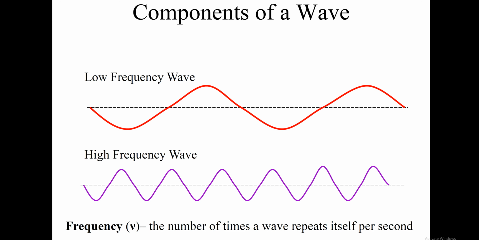Here we have two types of frequency wave: a low frequency wave and a high frequency wave. High frequency waves are generally more energetic and they have a shorter wavelength, while a lower frequency wave is slower and has a longer wavelength. The way we represent frequency is with v, the number of times a wave repeats itself per second. So in the high frequency wave we have more peaks than the low one.